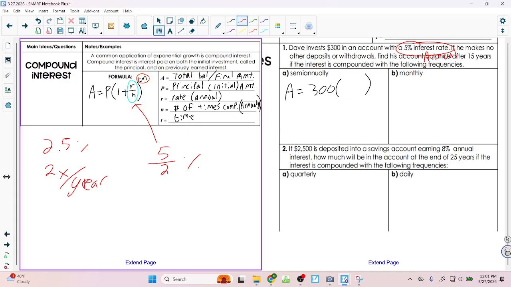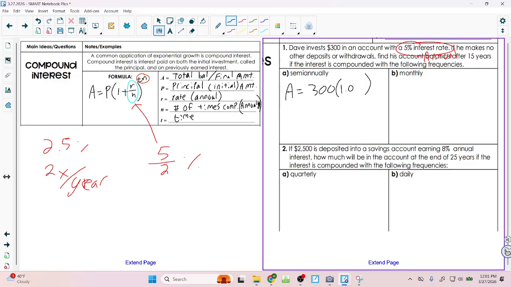So 2 times a year, we're going to have 2.5%, 1.025. That's 2.5%. And now it's going to be 15 years, but how many compounds is that going to be? It's going to be 30 half years, right? So we'll take 1.025 to the 30, and then multiply it over. It's going to be 629.27.